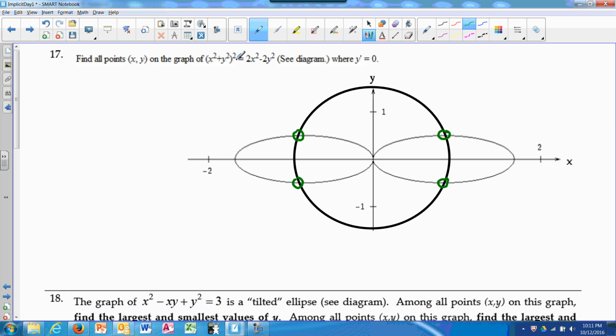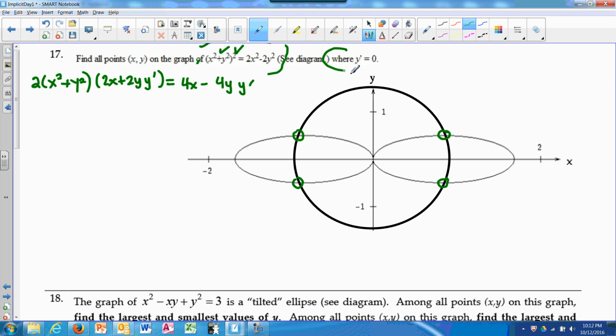So we have the chain rule, but no product rules. So the chain rule, we have 2x squared plus y squared to the first power times the derivative of the inside. So derivative of the outside, derivative of the inside, equals, on the right-hand side, 4x minus 4y dy dx.